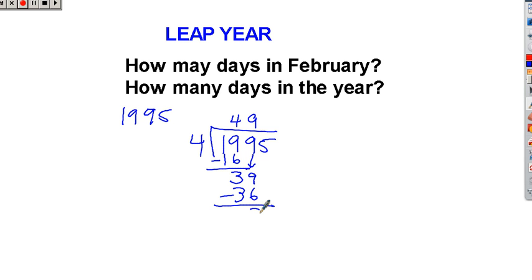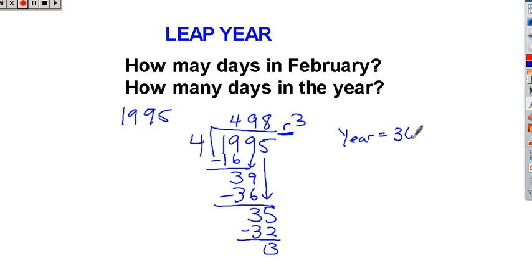This is how you show your work on these kinds of problems. Bring down the 5. 4 goes into 35 8 times. That's 32. And you get remainder 3. Okay, we have a remainder, so it's a regular year. So if they ask you how many days are in the year, in a regular year, you'd have 365. If they ask you how many days are in February, you'd have 28 in this year.